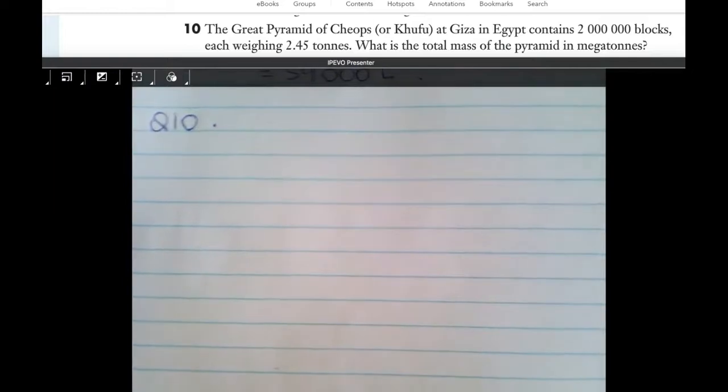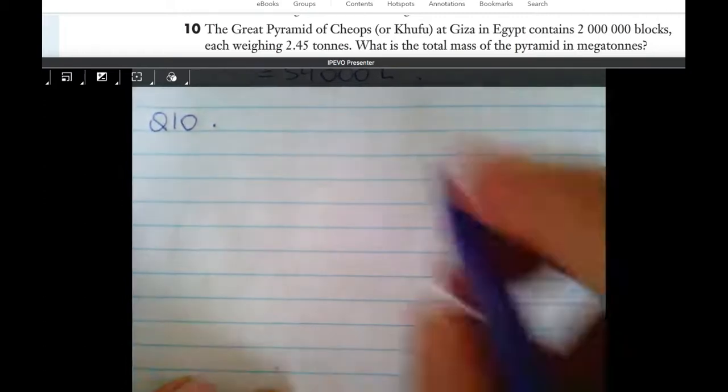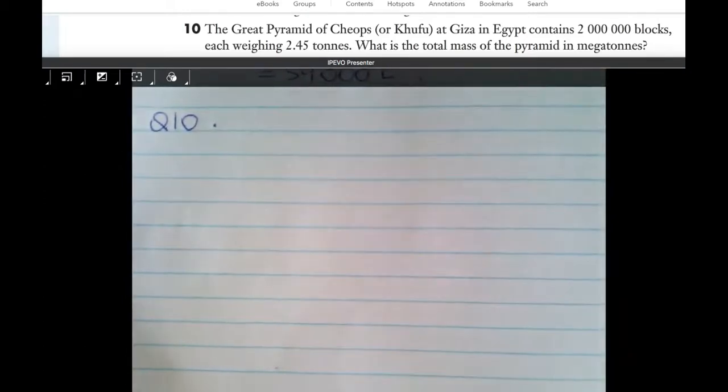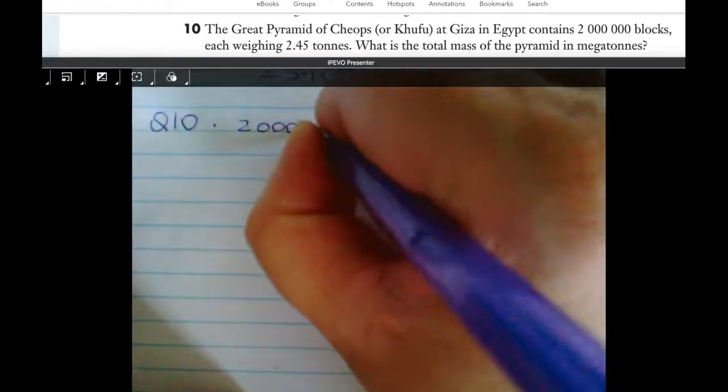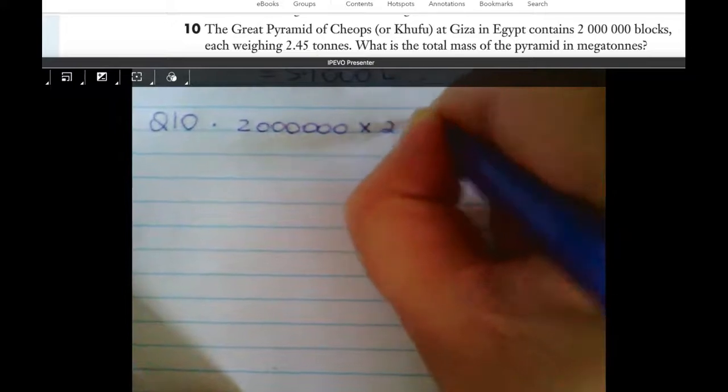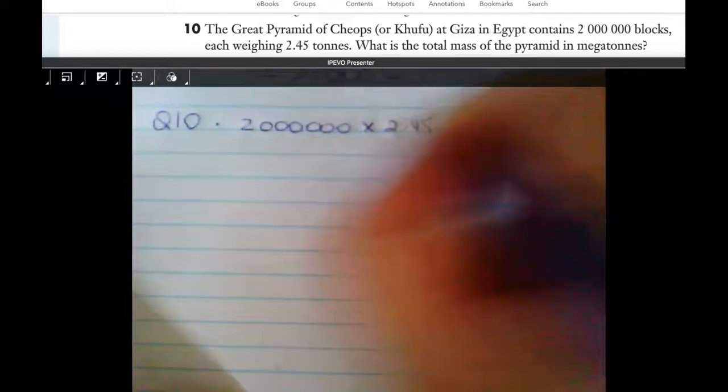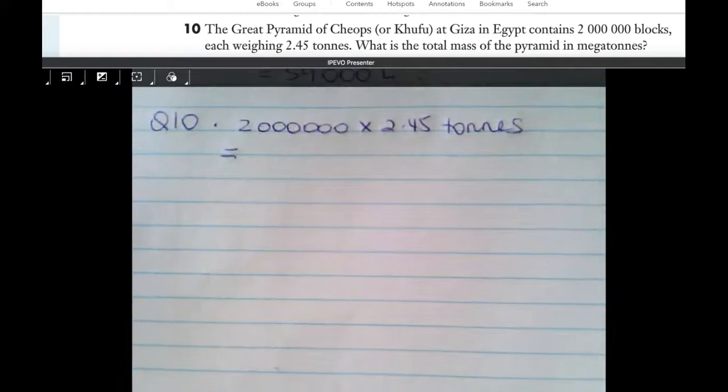There are 2,000 of them. Just think how big this is. 2 million. Thank you, girls. 2 million, each weighing 2.45 tonnes. What is the total mass? What should I do first? One block is 2.5 tonnes. What's the total weight of all the blocks? What do you want to multiply? Good. 2 million times 2.45 tonnes. I need an answer, please. Make sure you put your 6 zeros.